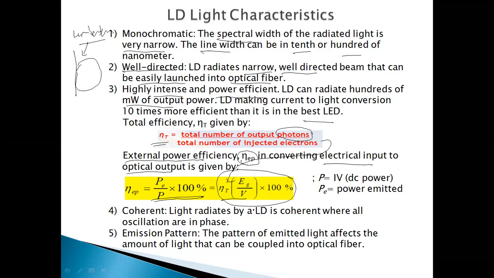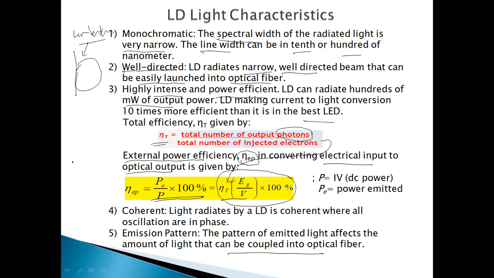Number 5 is the emission pattern. The emission pattern of the laser diode basically affects the amount of light that can be coupled into the optical fiber. This is similar to what we have discussed before in the second characteristic. For the laser, the emission is narrow, so the light can be easily coupled into the optical fiber. Whereas for the LED, the profile of light is according to the Lambertian profile, so the light is not effectively coupled into the optical fiber.